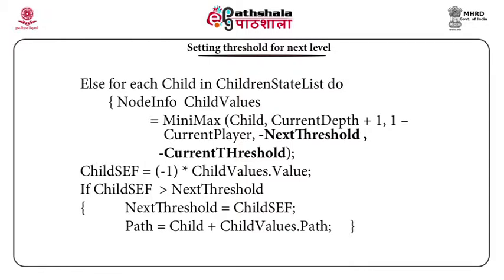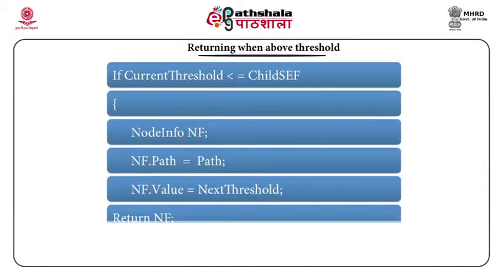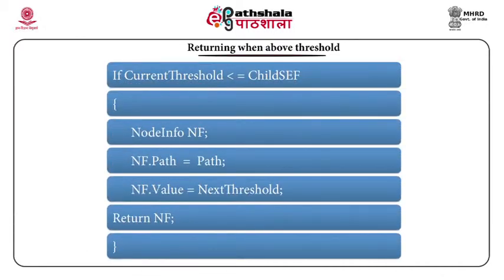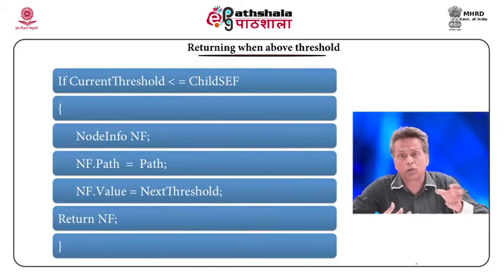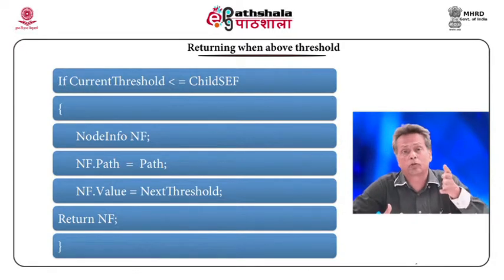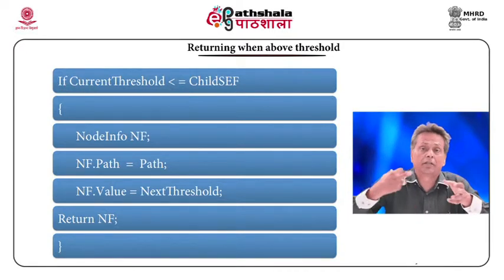The same way, whatever the heuristic value of the child returned by the algorithm, we are negating it for the same reason we discussed earlier. Now, an important thing: the child SEF value that is returned is more than the next threshold value. So what does this mean? This means that the next threshold is less than the value that we are getting. That this child is more promising than the threshold value itself.